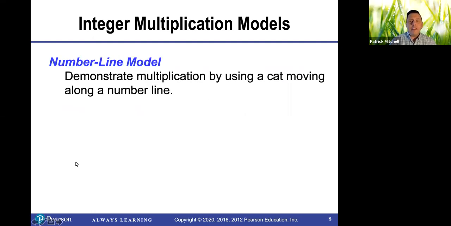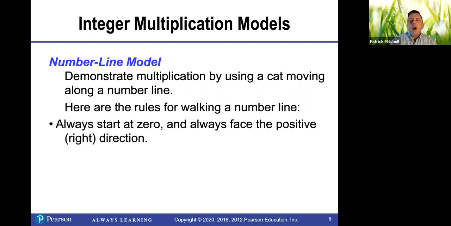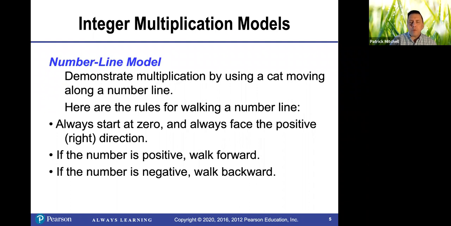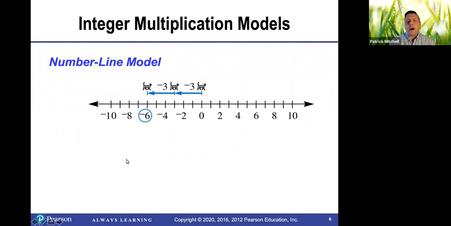And then there's the number line model. You can demonstrate multiplication by using a cat moving across a number line. Obviously, it doesn't have to be a cat. Here are the rules for walking the number line. Always start at 0 and always start off facing in the positive direction. If the number is positive, walk forward. If the number is negative, walk backward. So here is a number line illustration of 2 times -3 equals -6. The cat starts at 0 and walks backward 3 steps and does that 2 times.